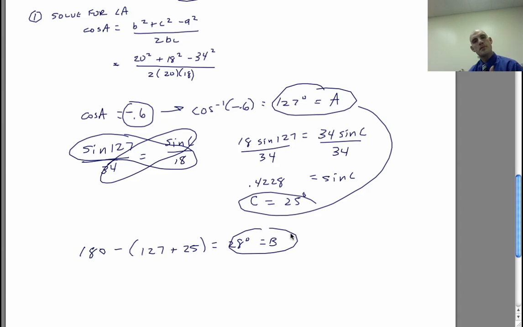Okay? So that's the gist of my law of cosines. I want to use it to basically find one angle and then use the law of sines to find the other.